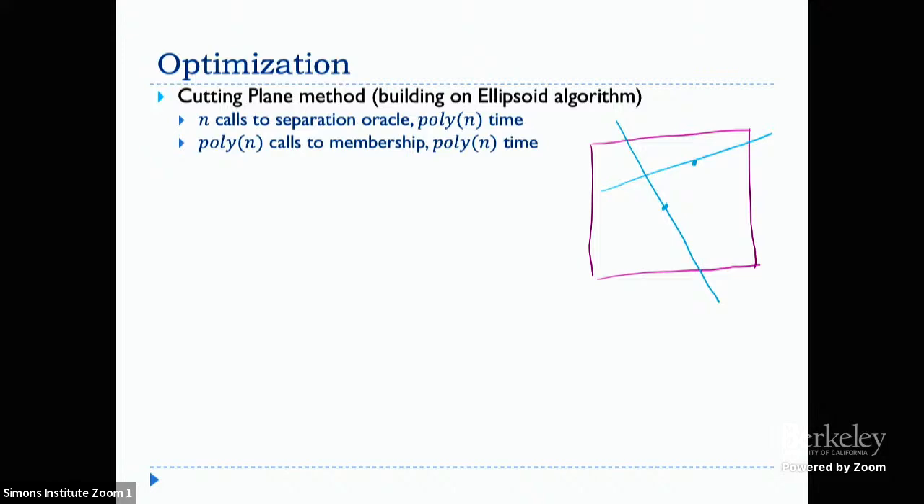With a membership oracle, it takes a little bit longer. It takes poly n calls, because you don't get this benefit of telling you that, oh, your solution is on this side of a hyperplane. You just are told, no, this is not it. You're in or out. You get a yes or no answer.